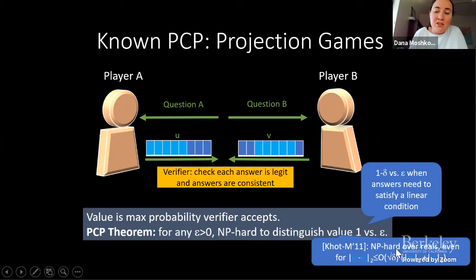Okay, so the square root delta is exactly tight. It shows that semi-definite programming is tight for this problem.